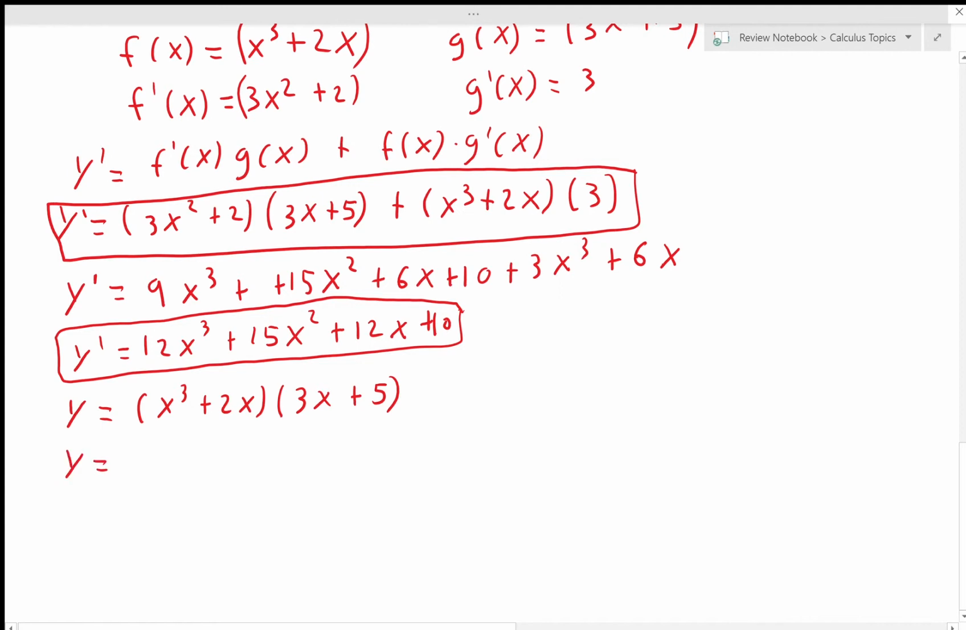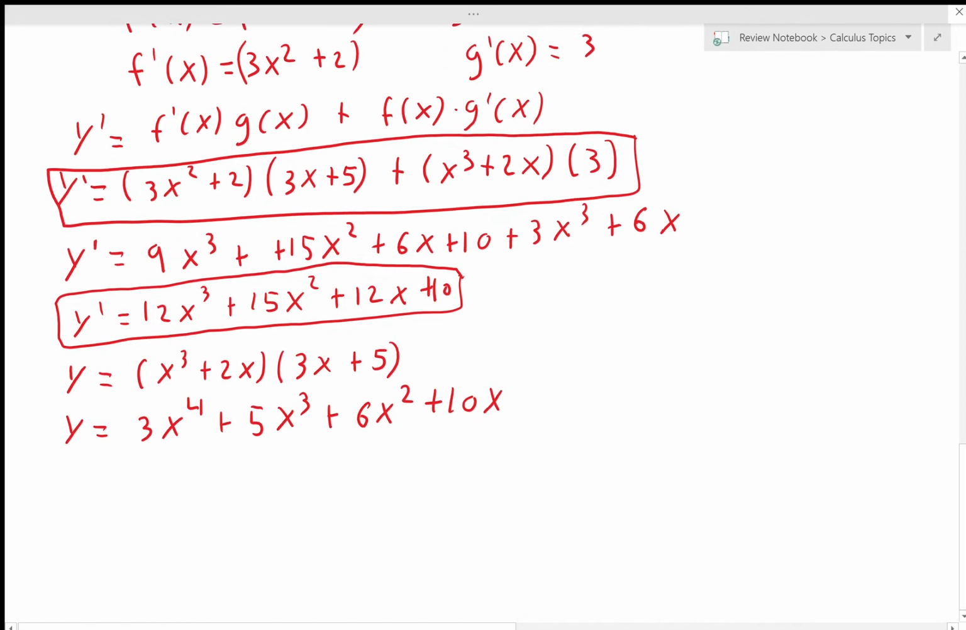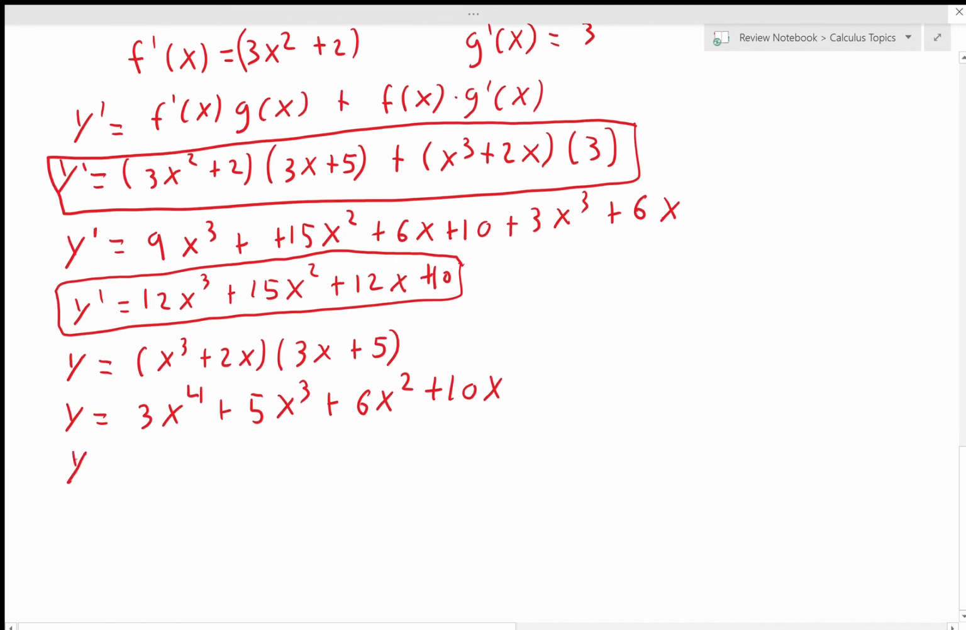Y equals 3x to the fourth plus 5x to the third plus 10 plus 6x squared plus 10x. And in one straight shot, this one's a little easier. It's just a bunch of power rules. 12x to the third plus 15x squared plus 12x plus 10.